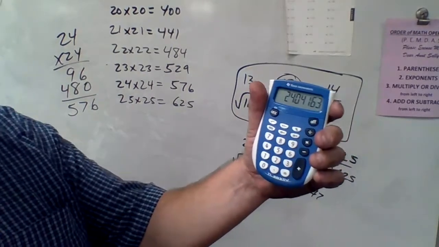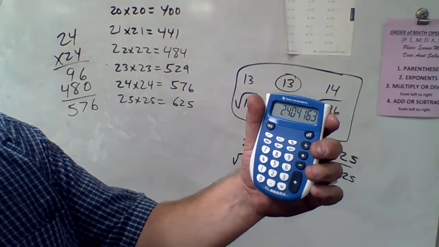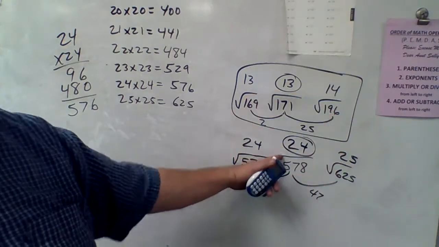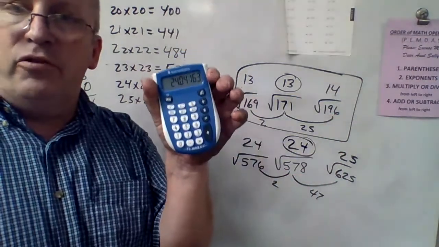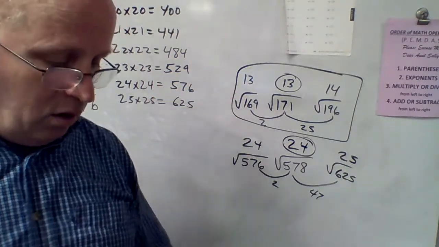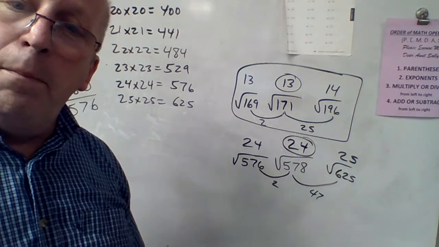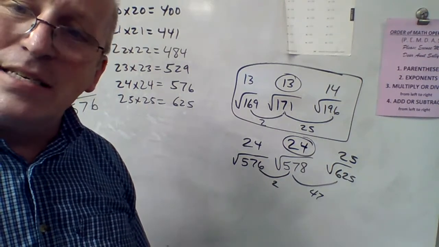And what's the closest whole number to 24.04163? Well, it's 24, isn't it? Isn't it much faster to do it this way, Mr. Ponko? You bet it is. But it's not always about getting the answer fast. Sometimes it's about practicing a process.